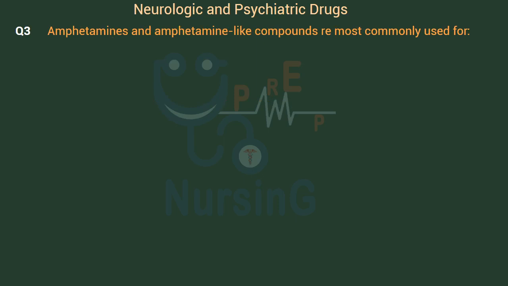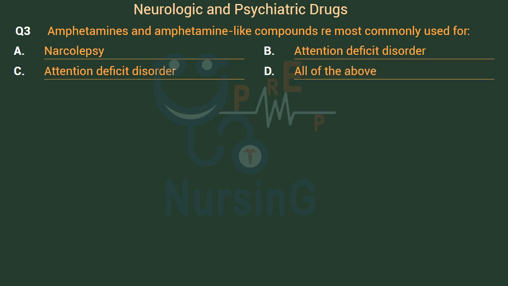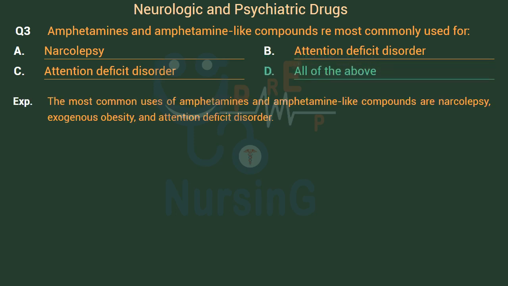Instead, it can cause Tourette's syndrome and growth suppression in children. Amphetamines and amphetamine-like compounds are most commonly used for Option A. Narcolepsy. Option B. Attention deficit disorder. Option C. Attention deficit disorder. Option D. All of the above. Right answer is Option D. All of the above. The most common uses of amphetamines and amphetamine-like compounds are narcolepsy, exogenous obesity, and attention deficit disorder.